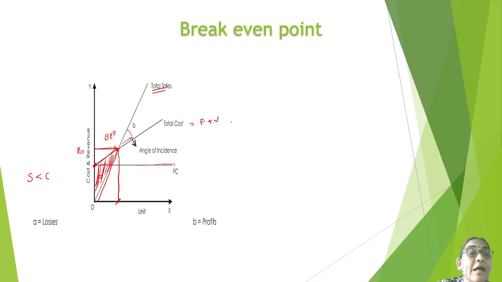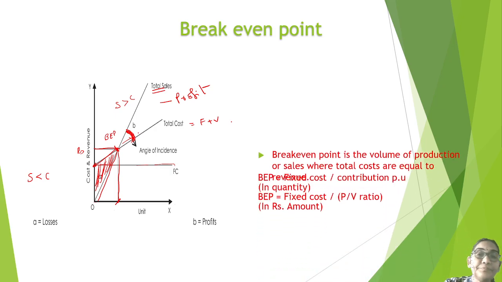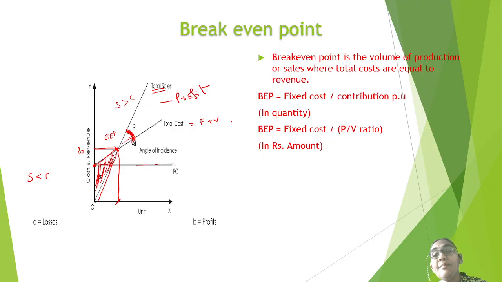From this point onwards, sales will become greater than cost, so anything above that will be your profit area. And this angle is known as the angle of incidence. So break-even point is the volume of production or sales where total costs are equal to the revenue. BEP is calculated as fixed cost upon contribution per unit.